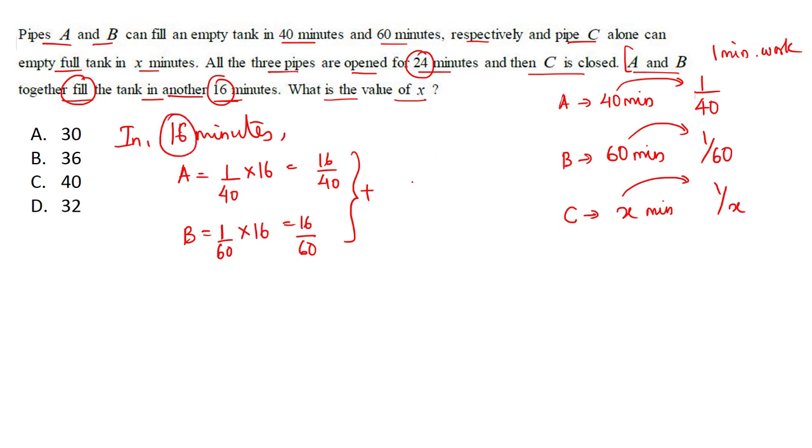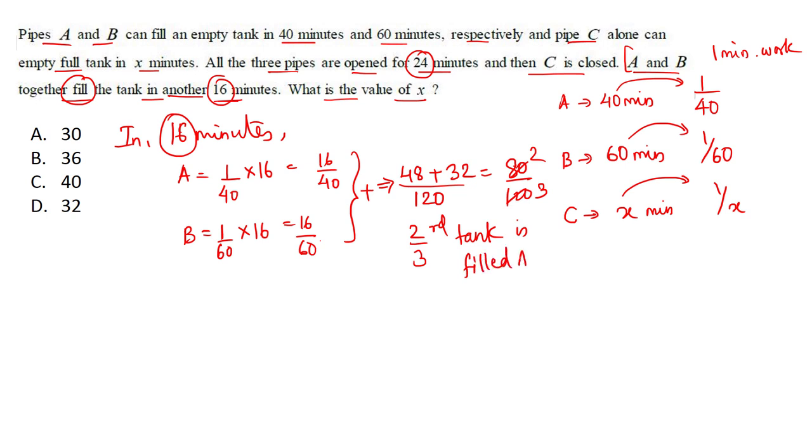Okay. Very easy. Just add. The LCM of 60 and 40 comes out to be 120. 40 into 3, so 16 into 3 is 48, and 16 into 2 is 32. That comes out to be, what is the answer over here? 48 plus 32 is 80. 80 upon 120 is 2/3. So 2/3 of the tank is filled by A and B.